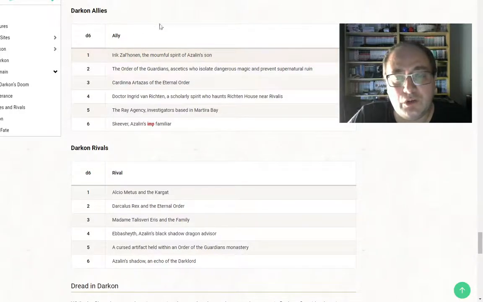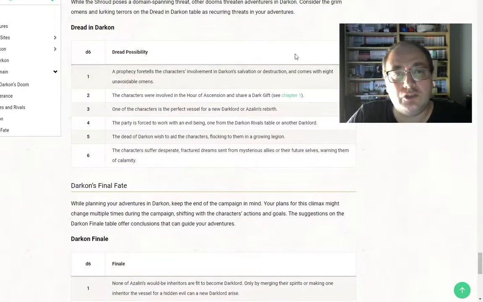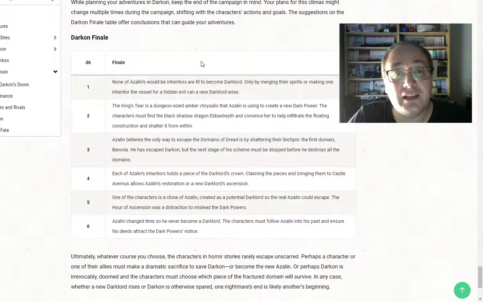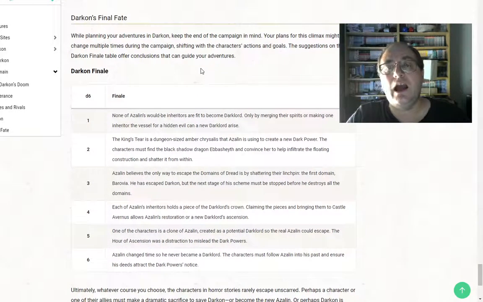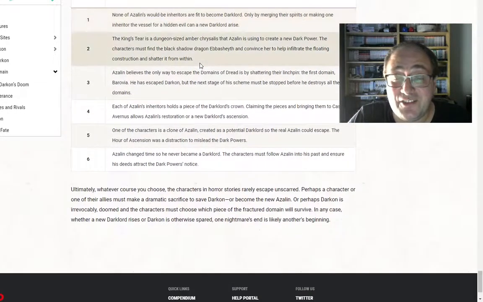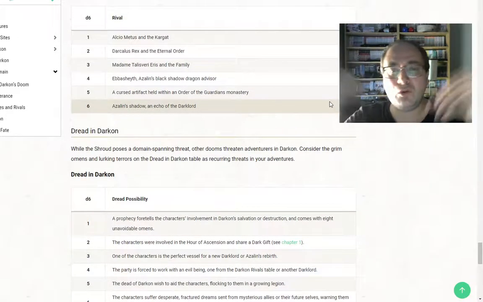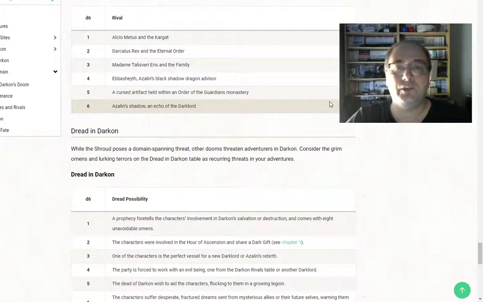Which NPCs are going to be your allies? Who are going to be your rivals? Dread and Darkon, like, what else is going to happen to your party? And finally, and this is amazing in my opinion, how is it all going to end? So there you have it. You can take these tables, roll, boom, you've got a campaign.